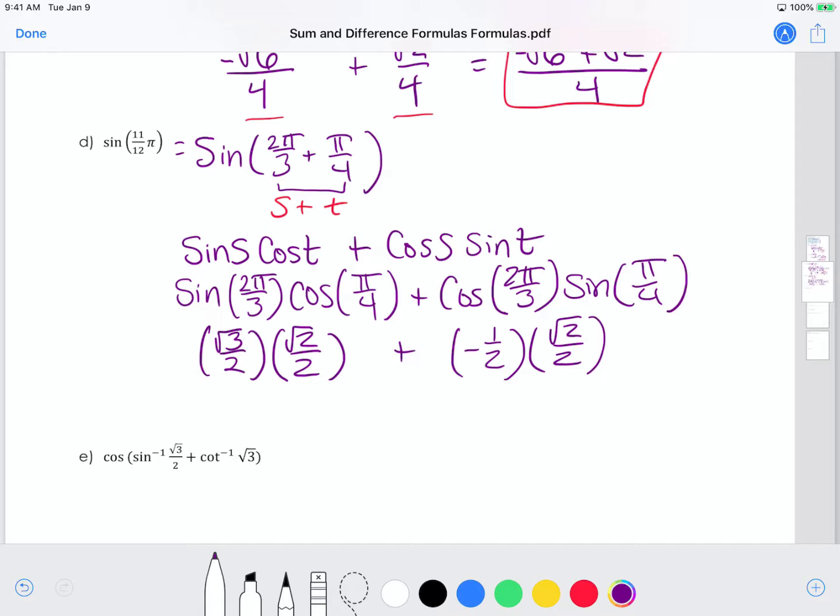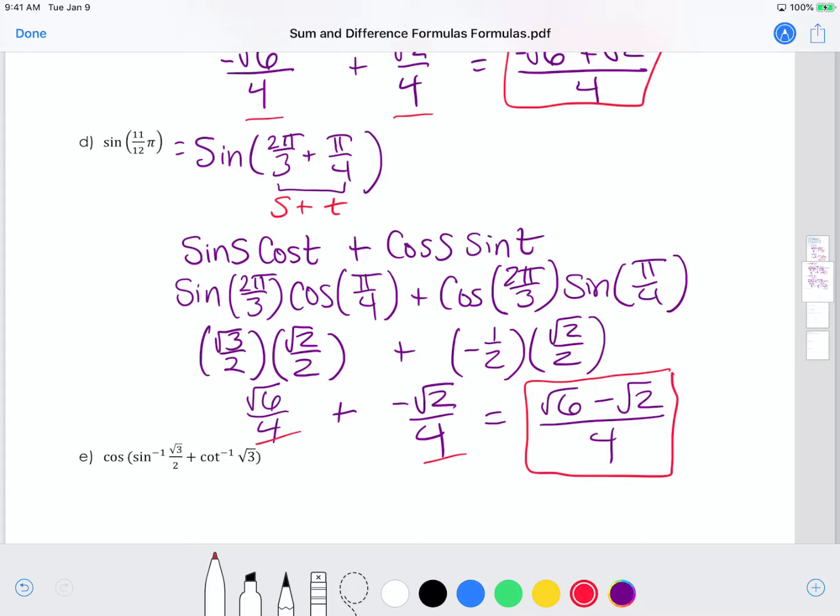Now, when I multiply the square root of 3 over 2 times the square root of 2 over 2, that gives me the square root of 6 over 4. And when I multiply negative 1/2 times the square root of 2 over 2, I get negative square root of 2 over 4. And when I combine those, because I have a common denominator, I get the square root of 6 minus the square root of 2 all over 4. So this is my final answer for my exact value for sine of 11 pi over 12.